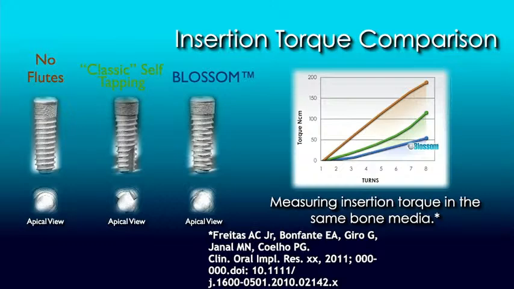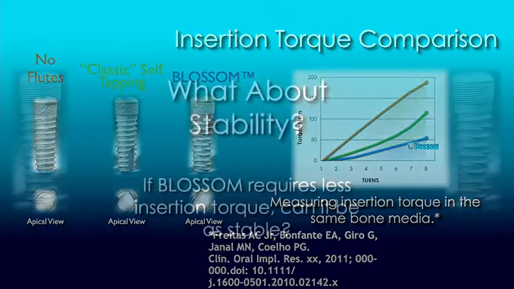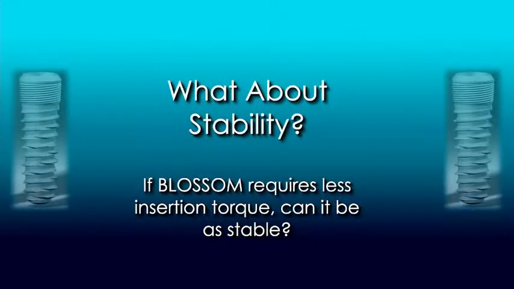So you see the insertion torque. Of course, with no cutting thread, it goes to the roof. With the standard self-tapping implant, it cuts in half. And with the Blossom, it cuts in half again, so it's 25% of the original. What about stability? Because insertion torque is something, but how do we measure stability?